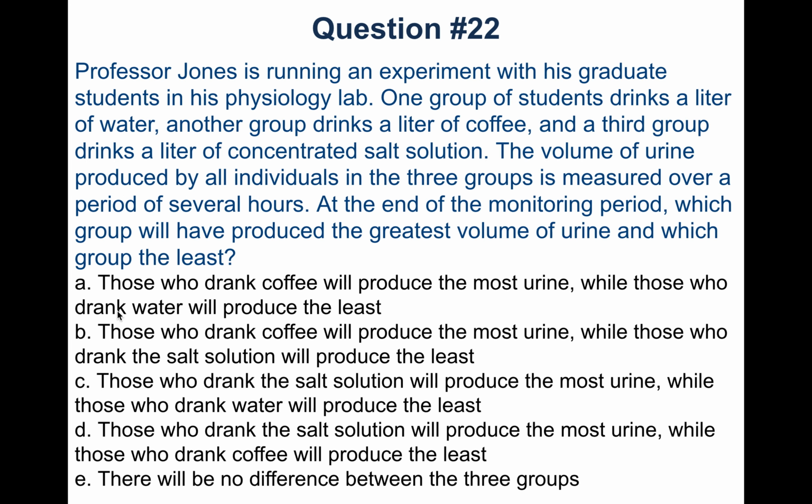All right. Professor Jones is running an experiment with his graduate students in his physiology lab. One group of students drinks a liter of water, another group drinks a liter of coffee, and a third group drinks a liter of concentrated salt solution. The volume of urine produced by all individuals in the 3 groups is measured over a period of several hours. At the end of the monitoring period, which group will have produced the greatest volume and which one will produce the least?